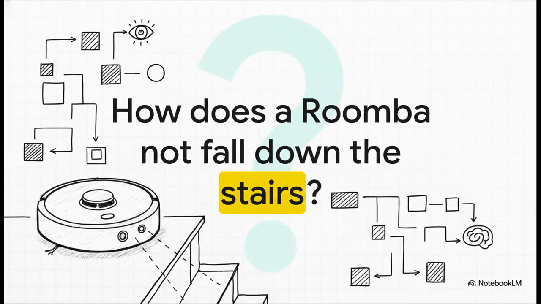I mean, think about it. You've probably got one of these at home. How does that little robot vacuum get right to the edge of the stairs and just stop? It seems like magic, right? Well, it's not. It's actually this brilliant step-by-step process of seeing, mapping, and planning. And that's exactly the puzzle we're going to piece together today.